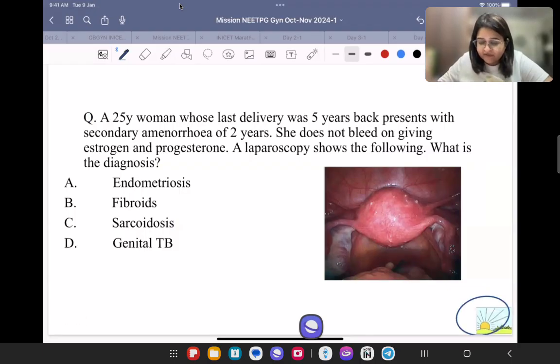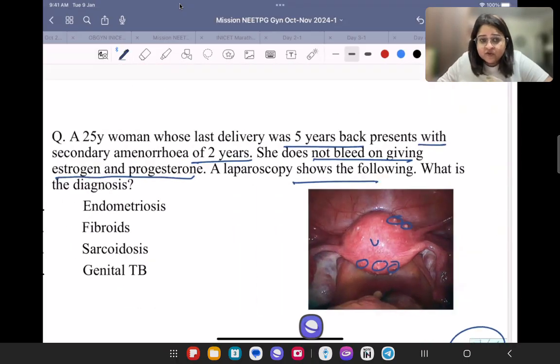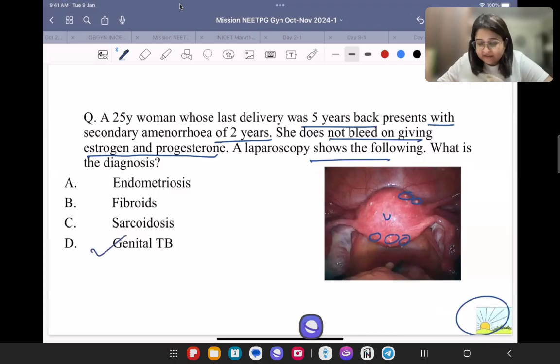Okay, a 25-year-old woman whose last delivery was 5 years back presents with secondary amenorrhea of 2 years. She does not bleed on giving estrogen and progesterone. A laparoscopy shows the following. तो क्या दिख रहा है हमें? Uterus दिख रहा है और क्या दिख रहा है? Can you see these whitish lesions on the uterus? These are miliary tubercles. So they have given you a clue that this is a patient with genital tuberculosis.